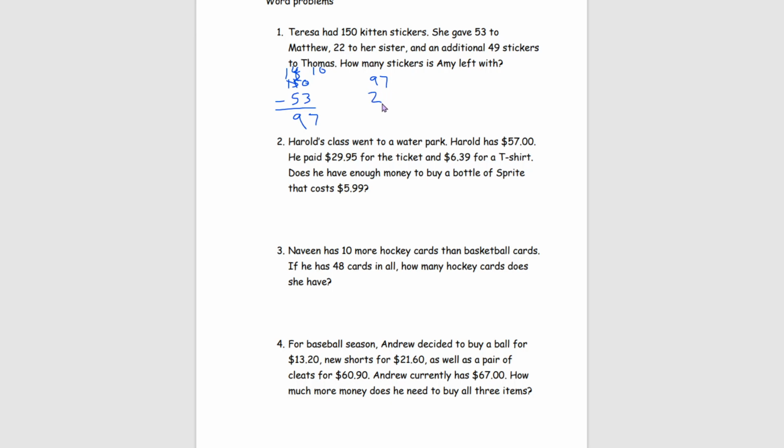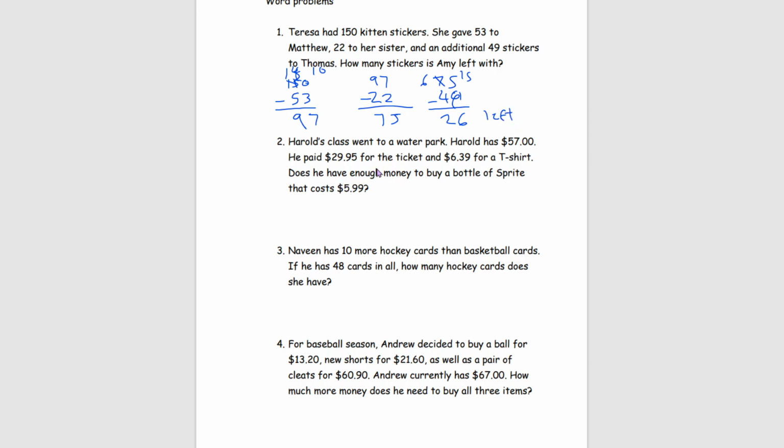But she gives 22 more to her sister, so we have to subtract 22. 7 minus 2 is 5. 9 minus 2 equals 7. So right now we have 75. And she gives an additional 49 to Thomas. So we have to subtract 49 once again. And we know that 5 minus 9 is impossible, so we have to borrow 1 from the 7. 7 becomes 6, 5 becomes 15. 15 minus 9 gets us 6, and 6 minus 4 gets us 2. And so we know that Teresa has 26 kitten stickers left.